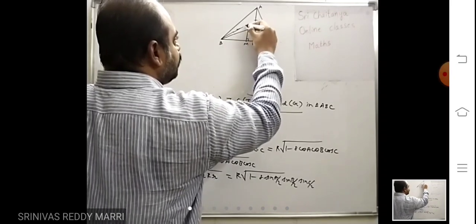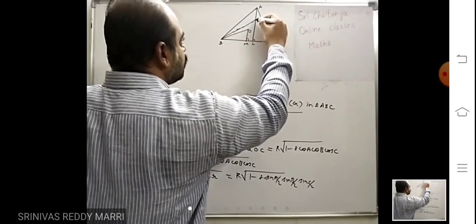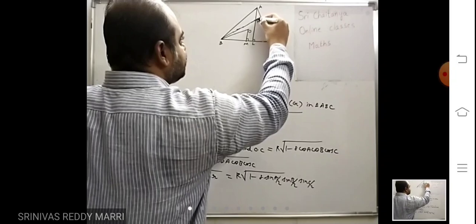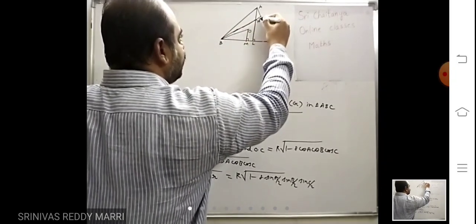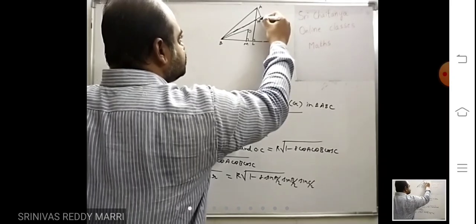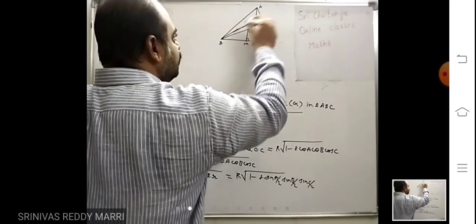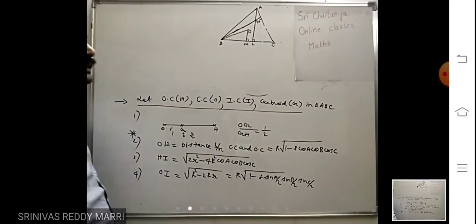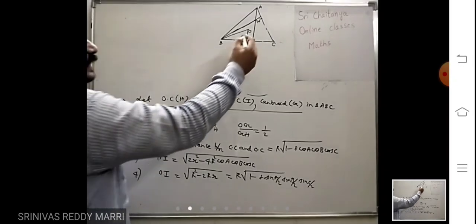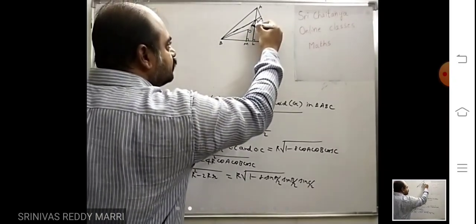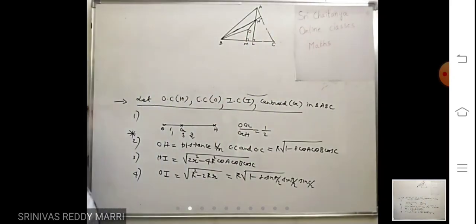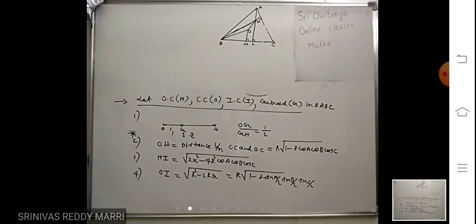I am drawing another altitude through B, that will pass through H. So this is another altitude. The intersection point of this altitude and that altitude is nothing but the orthocenter. Now in this triangle I am joining OH. That is the distance you have to calculate.